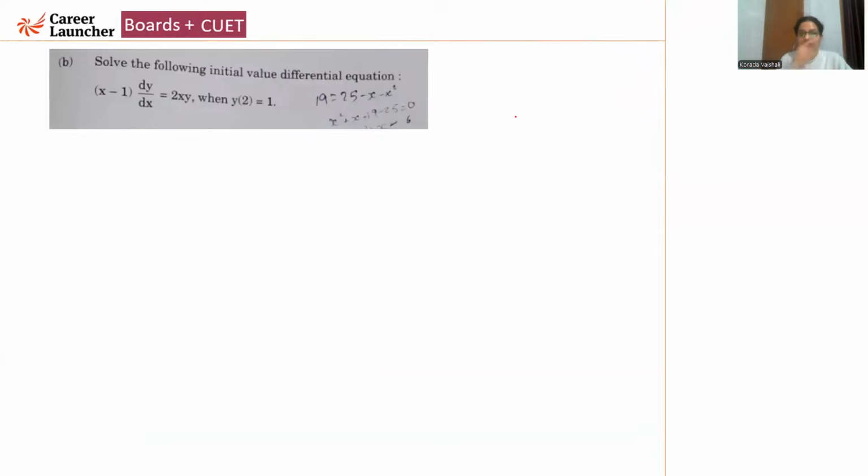So this next question is part B. इसमें हमें बताना है कि solve the initial value differential equation.